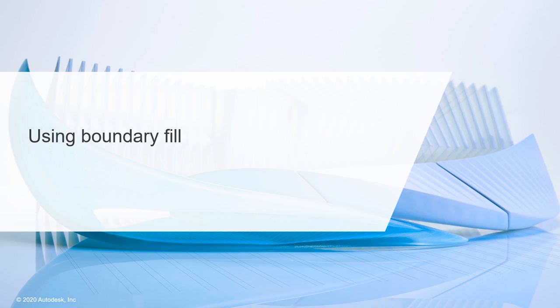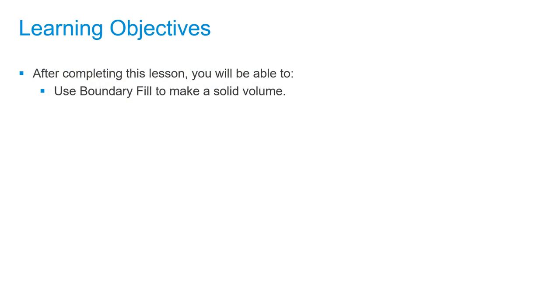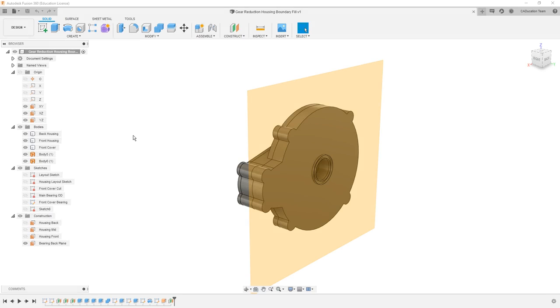In this lesson, we'll be using boundary fill. After completing this lesson, you'll be able to use boundary fill to make a solid volume. For this next lesson, we're going to take a look at a new file called Gear Reduction Housing Boundary Fill.